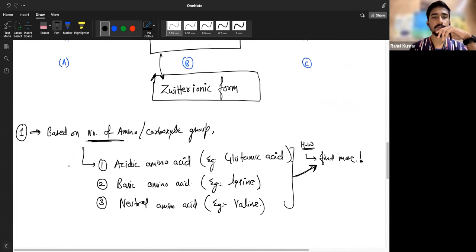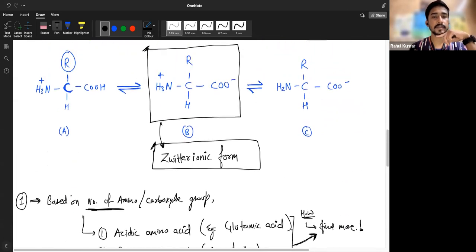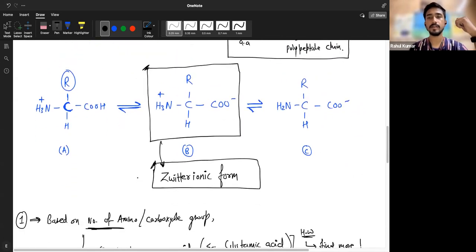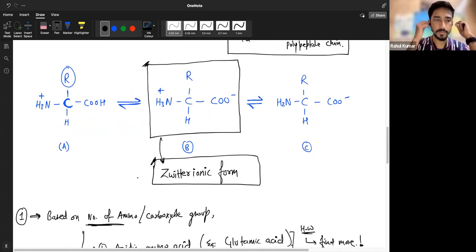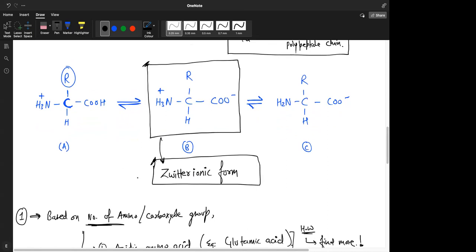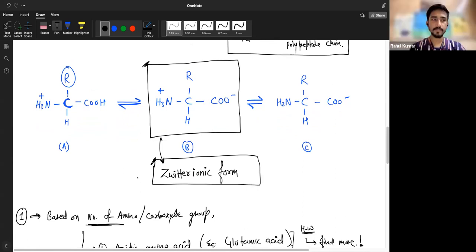And we discussed different types of amino acids, right? And the zwitterionic form. What is the zwitterionic form of an amino acid? In the zwitterionic form, both the carboxylic acid group and the amino group are in an ionized state carrying opposite charges.